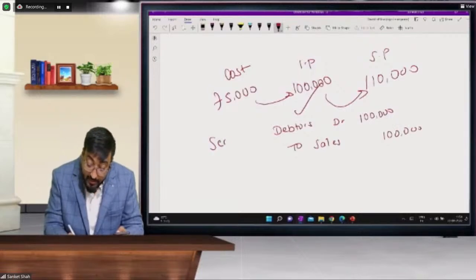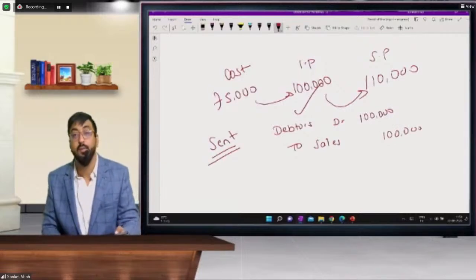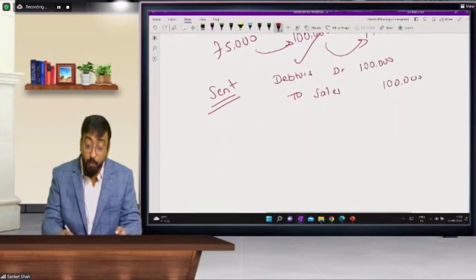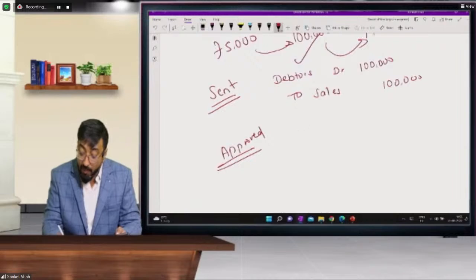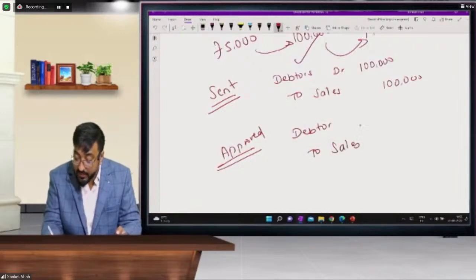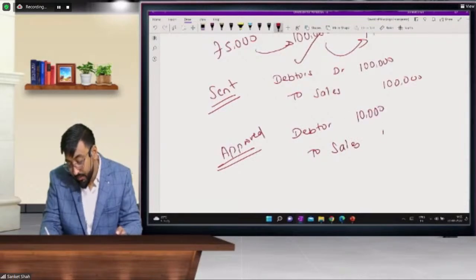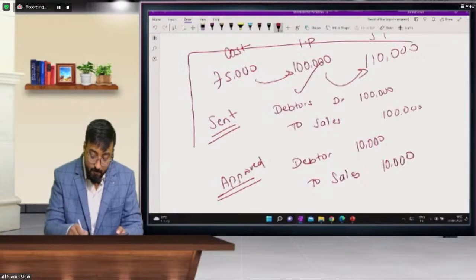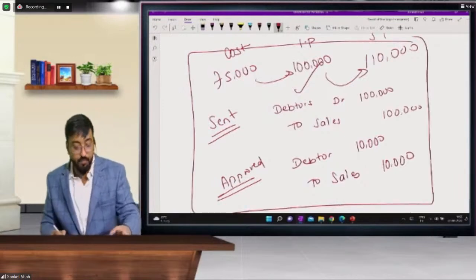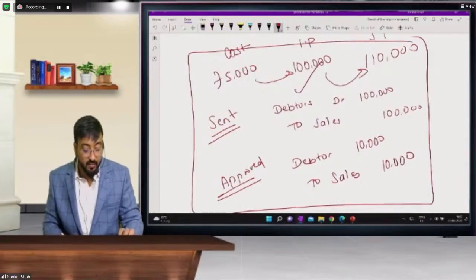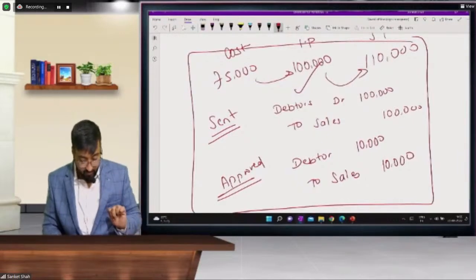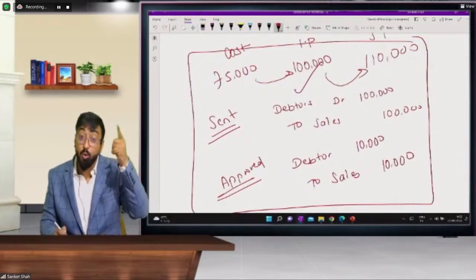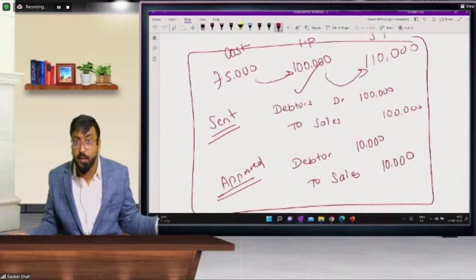When goods are sent and goods are approved by him, then I will pass once again debtors to sales, 10,000. So when goods are sent, I will pass it at 1 lakh. And when goods are approved by him at 1,10,000, he is ready to pay 1,10,000.